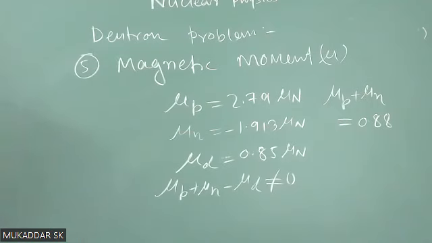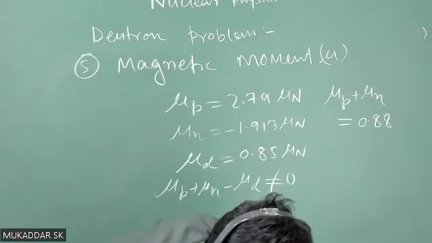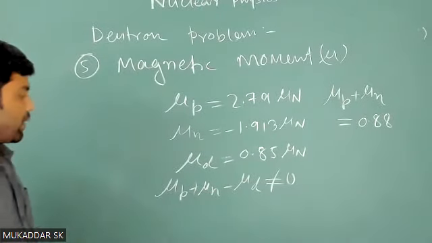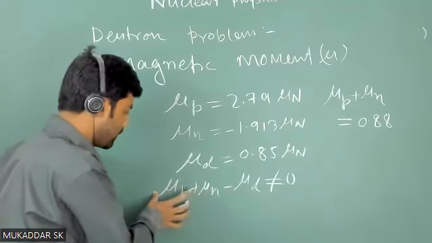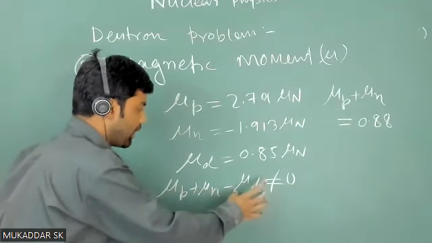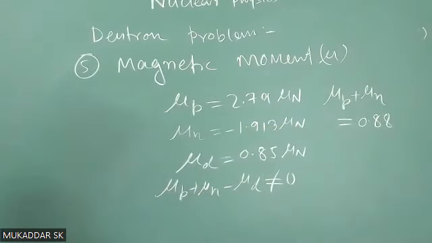It means that the charge distribution inside the deuteron is not spherically symmetric. So the measured value of the magnetic moment of the deuteron is actually different from the sum of its constituents' magnetic moments. The sum of the constituents' magnetic moments is not equal to the actual magnetic moment of the deuteron. The charge distribution inside is not spherically symmetric.